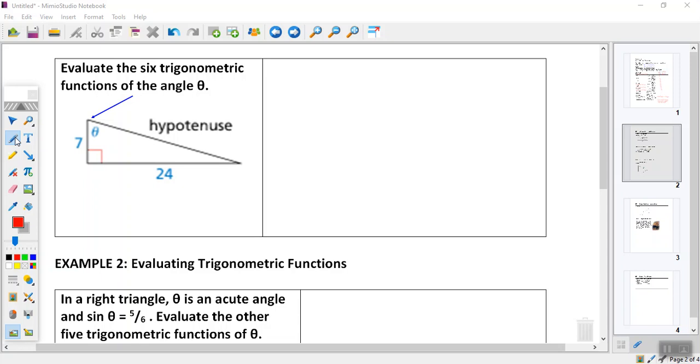Anybody know this Pythagorean triple, 7, 24, 25? Okay, you'll get used to all these triples. You'll get used to like, ooh, that's 7, 24, 25. You're going to see a lot of practice with these. If I didn't know the hypotenuse, how would I find that?